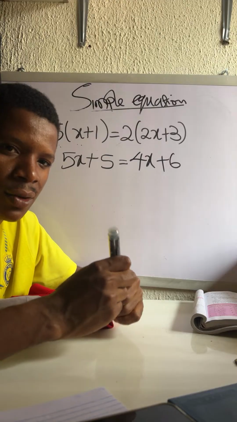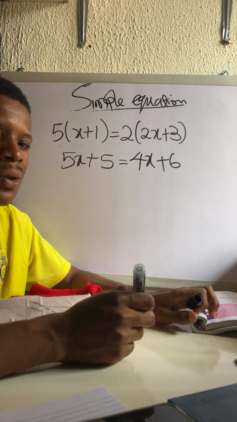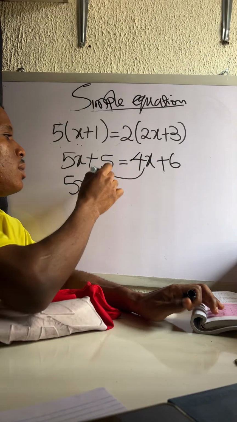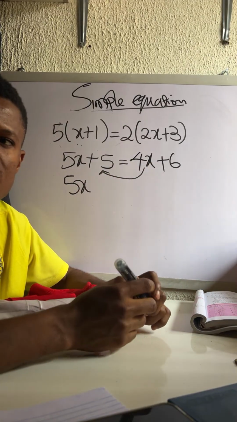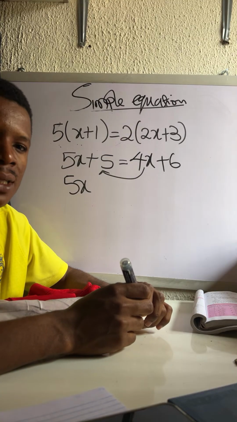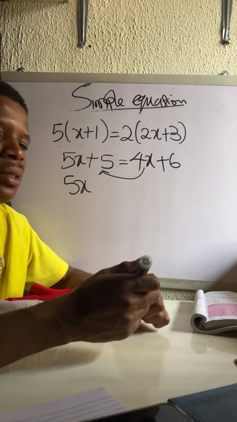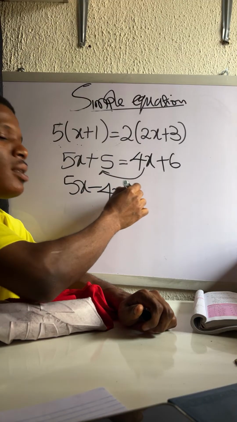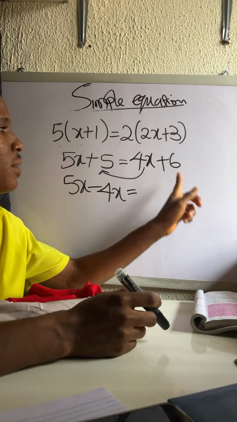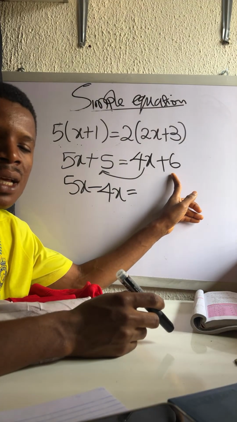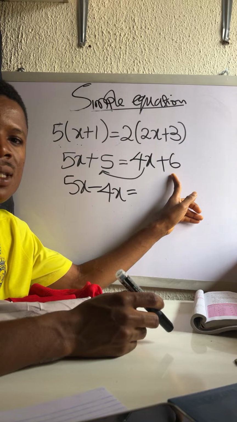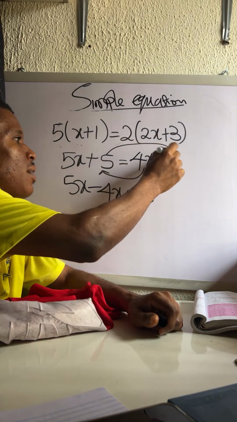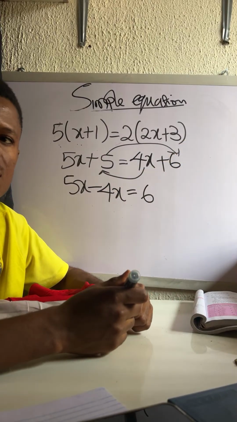It's very easy. Let's collect like terms. If you collect like terms, you have 5x and this is 4x. So we are subtracting it from both sides. If you subtract it from both sides, you get minus 4x, and that's equal to what is left here, which is 6. Then you are subtracting 5 from both sides again.